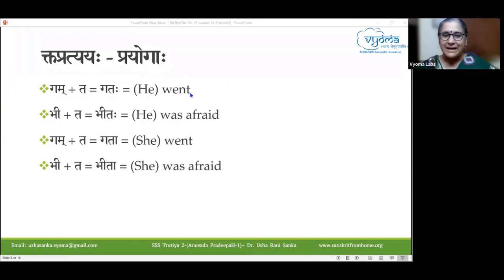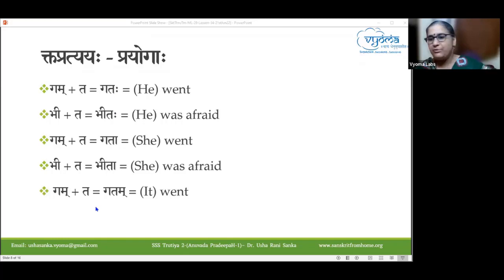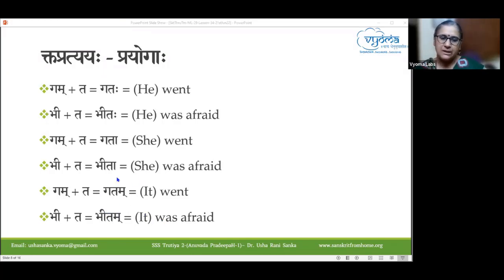Yeah, I'm sorry, I'm back. So this is how it happens. If it's a napumsakalinga, it's bound to be the same. So gatam, bhitam, like that. If we say with a yanam, like phalam, pushpam, vastram, then we can use these forms.